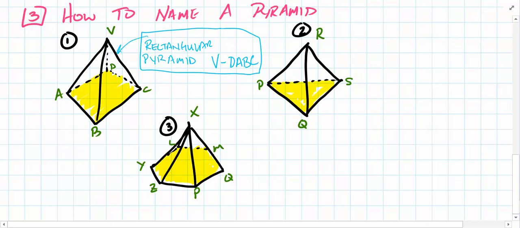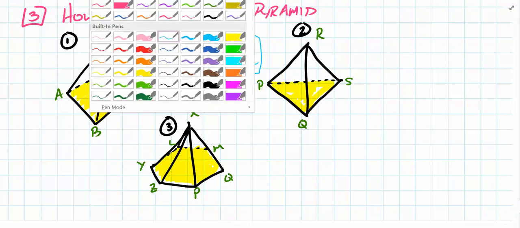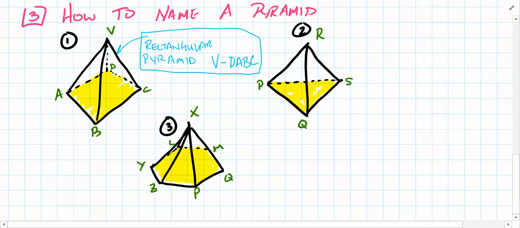So let's take that same logic and let's describe pyramid number two. Very good. Triangular pyramid. How do we know it's triangular, unlike the other one, which was rectangular? You look at the base, right? I can't spell this word. Squares are rectangles. Triangular pyramid. What's the vertex? R. Then what order do you want? Okay, PSQ. I'll take that.